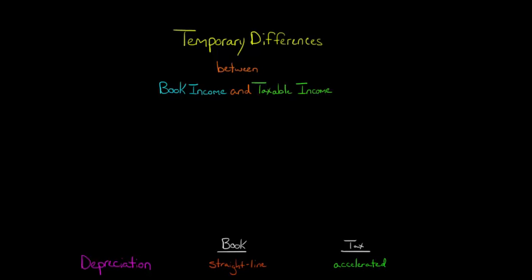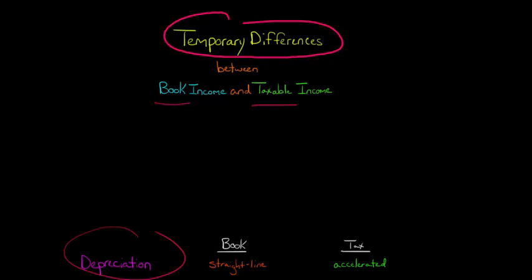In this video, we're going to discuss temporary differences between book income and taxable income. Depreciation frequently creates a temporary difference, and the reason is that for book purposes, a lot of firms use the straight line method of depreciation. But for tax purposes, they're required to use an accelerated form of depreciation.